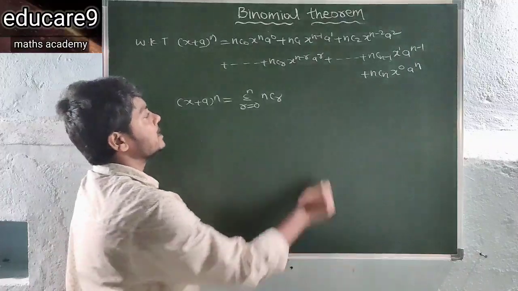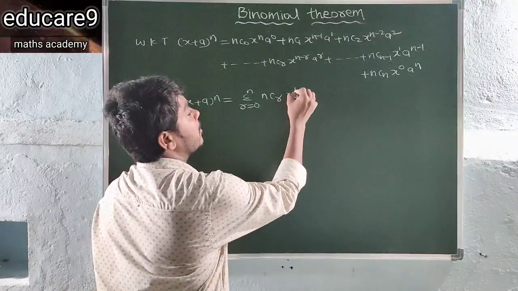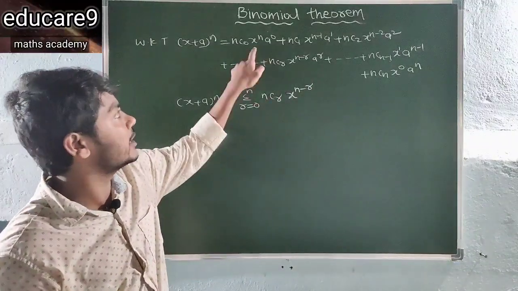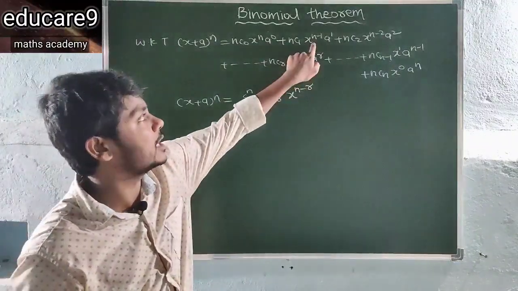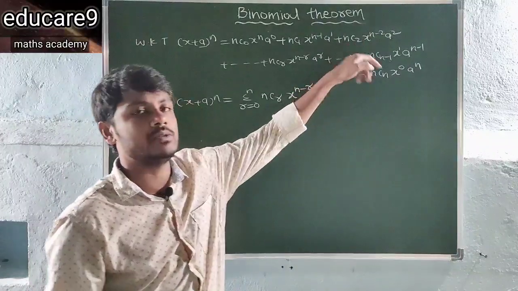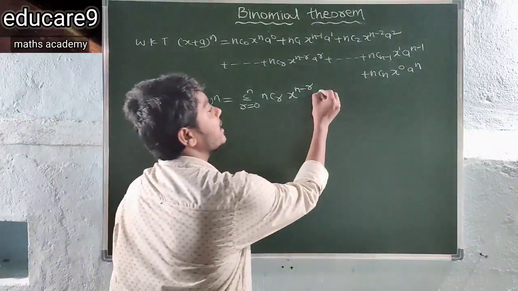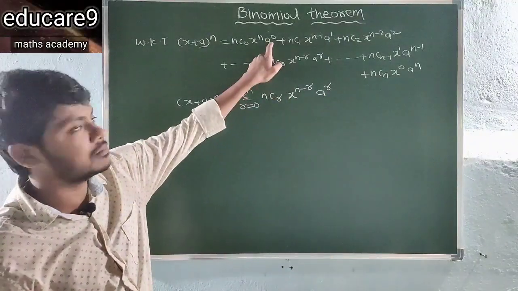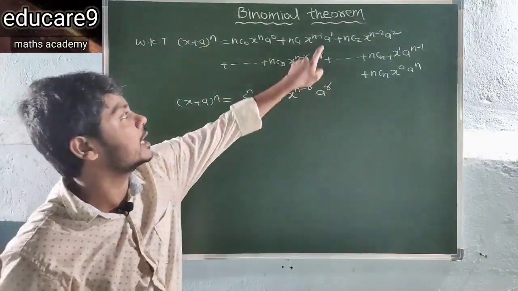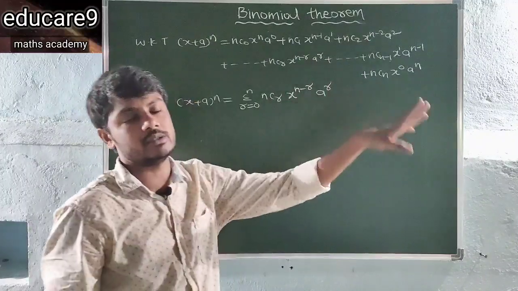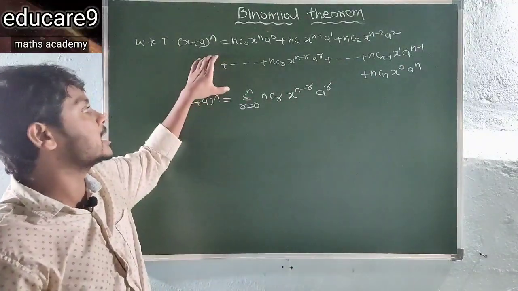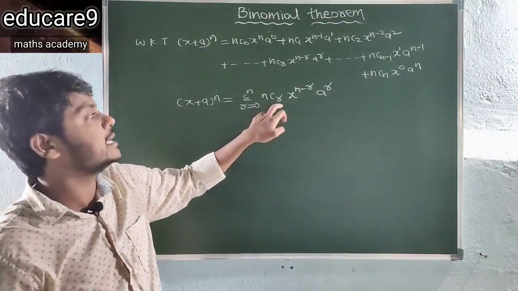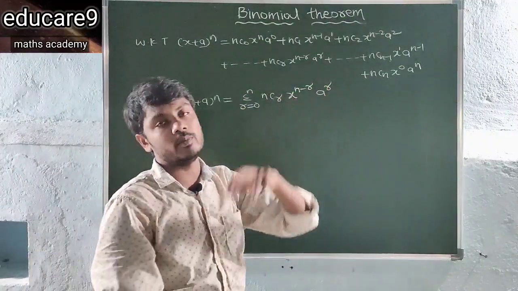Okay. Next, I am writing x^(n-r). See here, put r equals 0, x^n. r equals 1, n minus 1. r equals 2, n minus 2 and so on. Next one, a^r. See here, put r equals 0, a^0, r equals 1, a^1, r equals 2, a^2 and so on. So clearly this expansion also can be written as summation r equals 0 to n nCr x^(n-r) a^r.